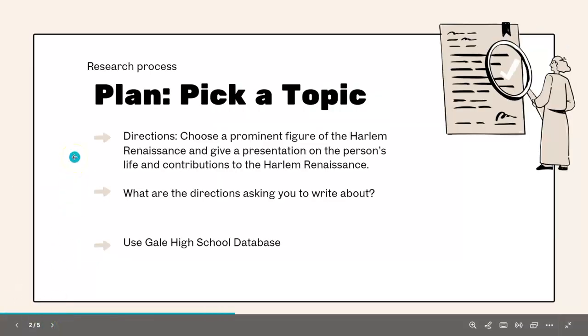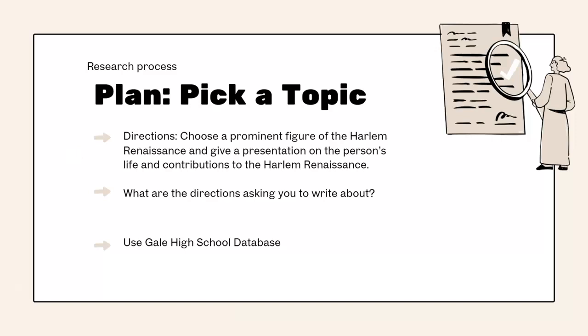All right, first things first in the research process is that you have to plan. This means that you need to choose your topic. So make sure you carefully read the directions. It's asking you to choose a prominent figure of the Harlem Renaissance and to give a presentation on that person's life and contributions to the Harlem Renaissance. Make sure you understand what the directions are asking you to write about, and we will be using the Gale High School database, which I will show you at the end of the slides how to use it for your project.